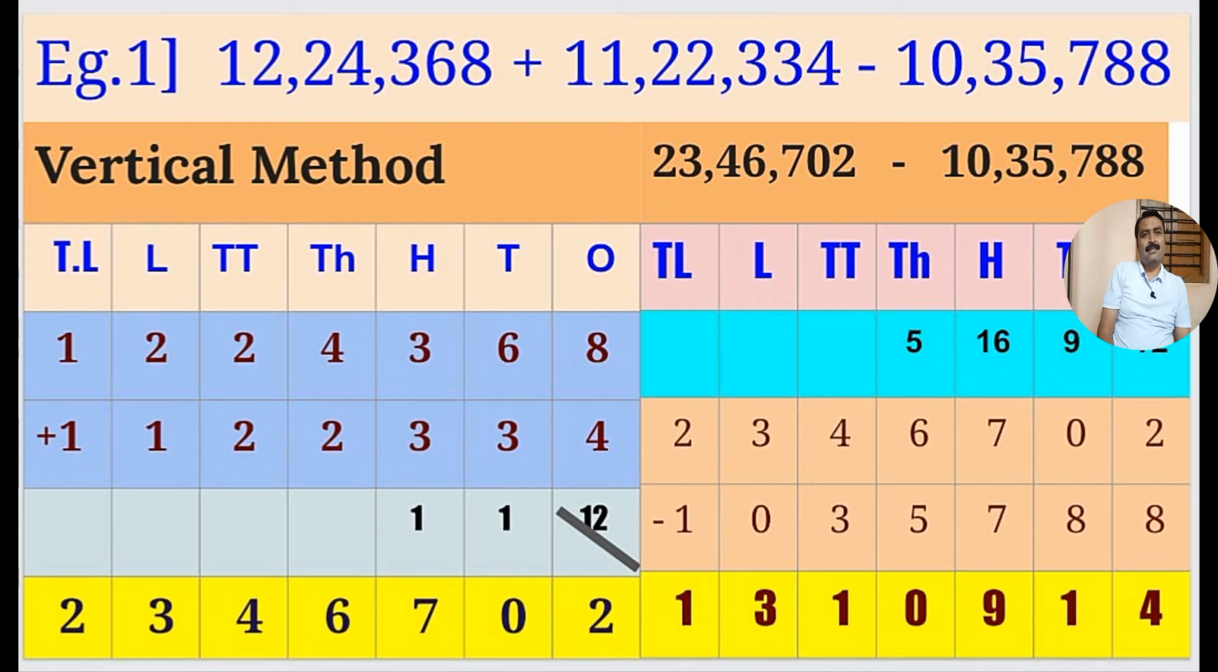Now if you observe this example, we are taking addition and subtraction, these two basic operations in a single example. First I want to read this example. 12,24,368 plus 11,22,334 minus 10,35,788. So in this example we want to make out addition and subtraction, both operations here. So which operation do we do first? So we move towards our rule.